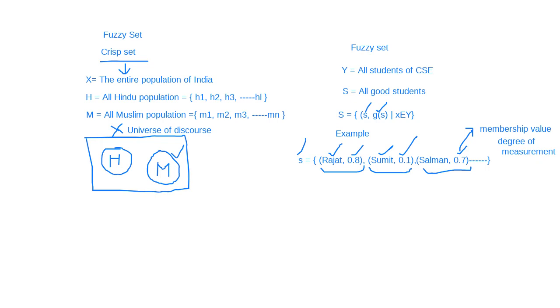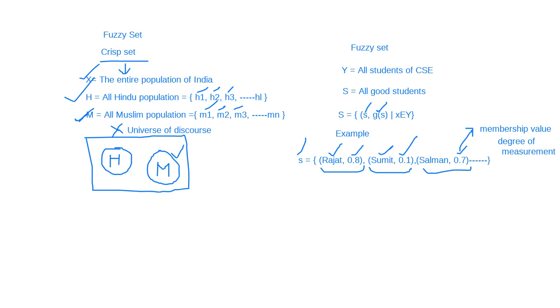Fuzzy set and crisp set is clear. I repeat again: in the case of a crisp set, if H and M belong to the universal set X, each member of H, like H1, H2, H3, belongs only to one set, that is H, right? And similarly M1, M2, M3 belong to only one subset M.